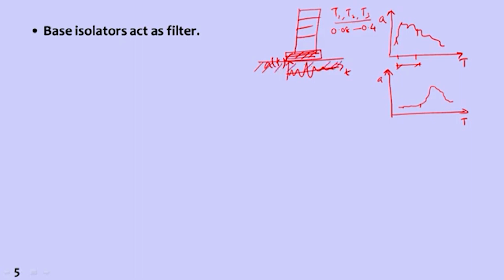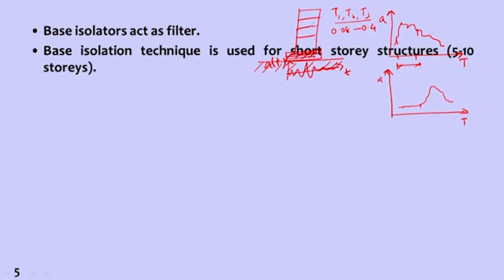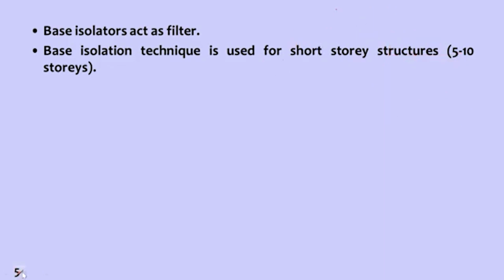So the earthquake enters the filter first, and then unwanted frequencies are removed from it, and then the remaining frequencies enter the building, which will not cause harm to the building. So that is the concept of base isolation. Base isolation technique is used for short-story buildings.